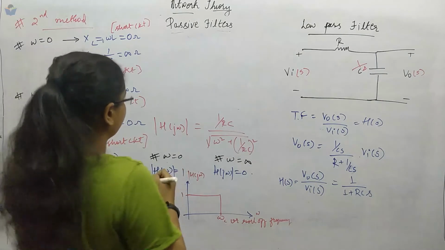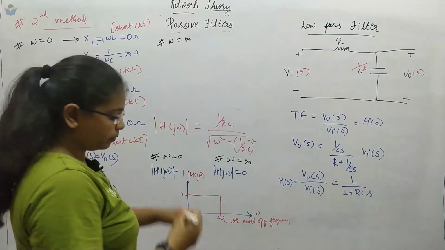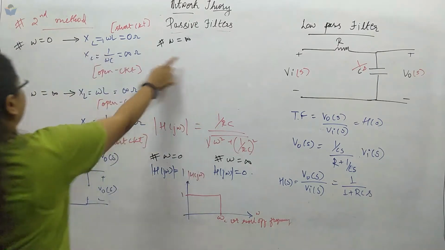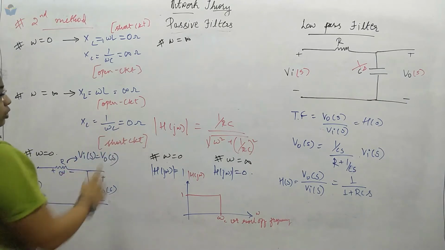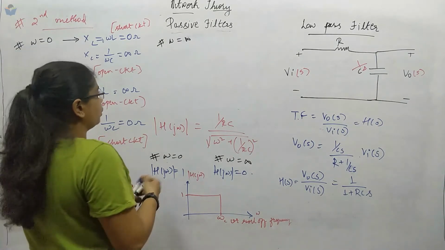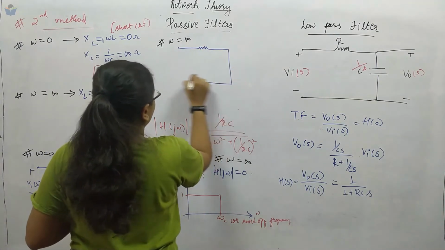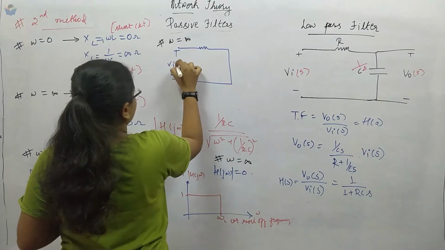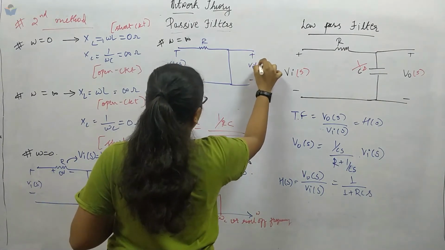We will see the condition for omega equal to infinite. At omega equal to infinite, the capacitor will behave like, this is C, 0 ohms. That means it is a short circuit condition. So how will you draw this one? We have a resistor, short circuit. This is Vi of S and here is the output V0 of S.